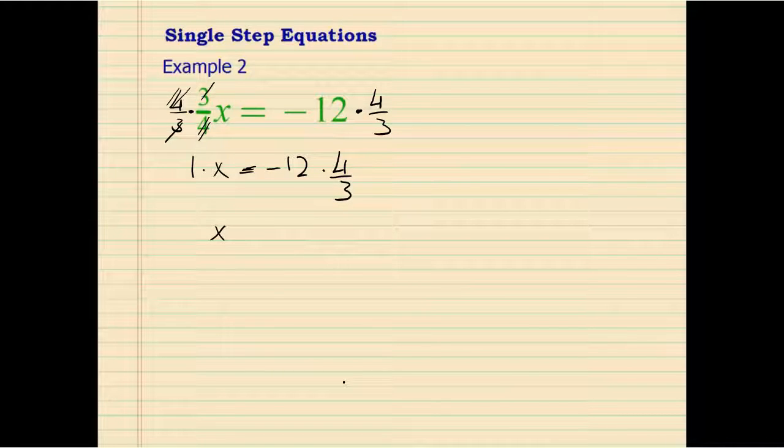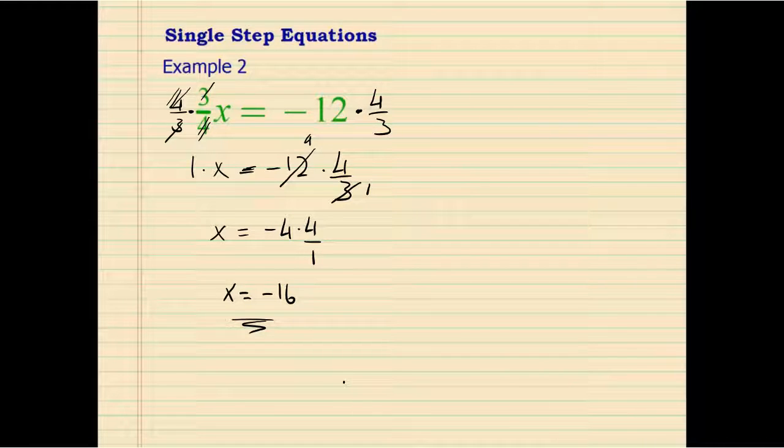Negative 12 times 4 over 3, you can simplify first then multiply. That would be the easiest case. You can simplify 12 by 3, that would be 4 times. You can simplify 3 by 3, that would be 1 time. And our answer would be negative 4 times 4 divided by 1. Then x is equal to negative 16.